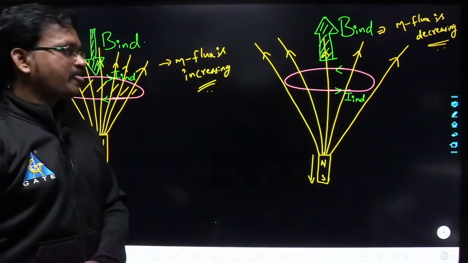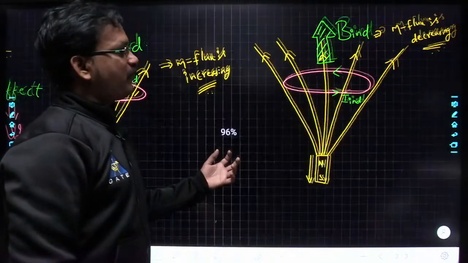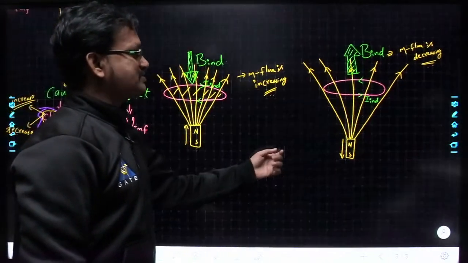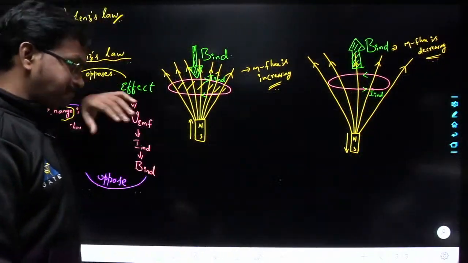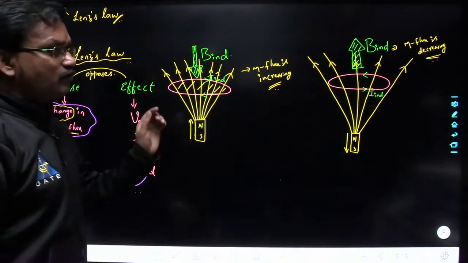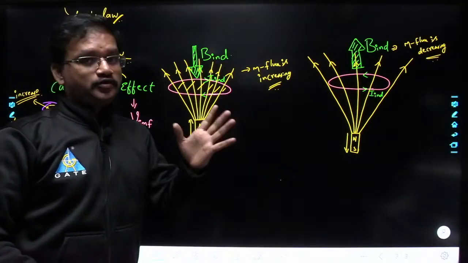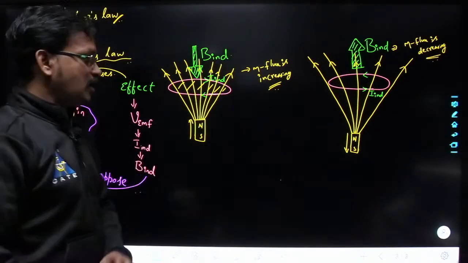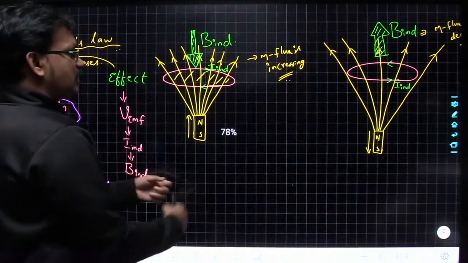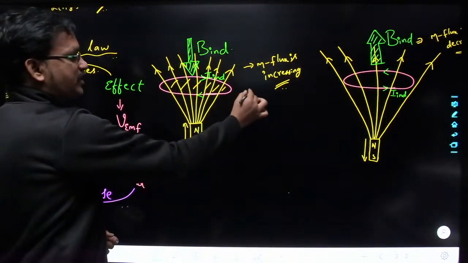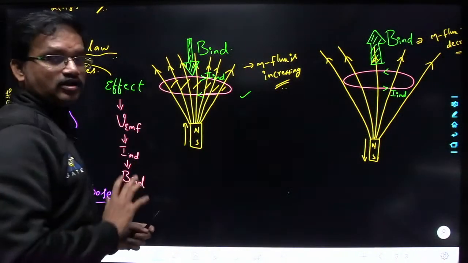Understood? So with the help of Lenz's law, what have we determined here? We have determined the specific direction of the induced current. Understood? Here we have seen that the current is flowing in the anti-clockwise direction.